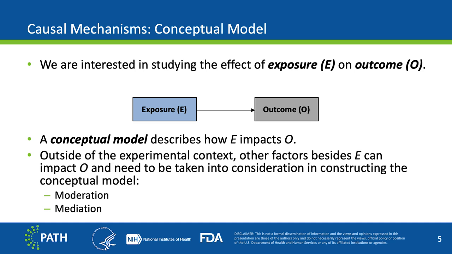We have a hypothesis or a conceptual model that postulates that this exposure causes this outcome. Unless you're doing a randomized experiment, you have to account for other factors that can affect your outcome aside from how E impacts O. These other factors should be part of your conceptual model if you want to obtain a correct inference. What we'll discuss in this webinar is two types of factors: moderating factors and mediating factors. At the end, we'll comment on confounding variables as well.